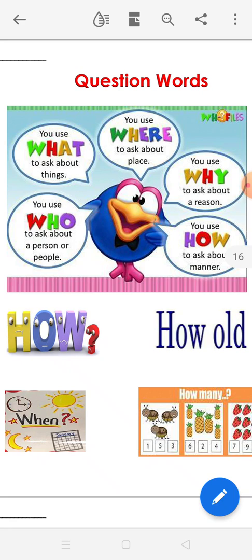How is used to ask what means of transportation. For example, how do you go to school? By bus. How do you go to work? By car.